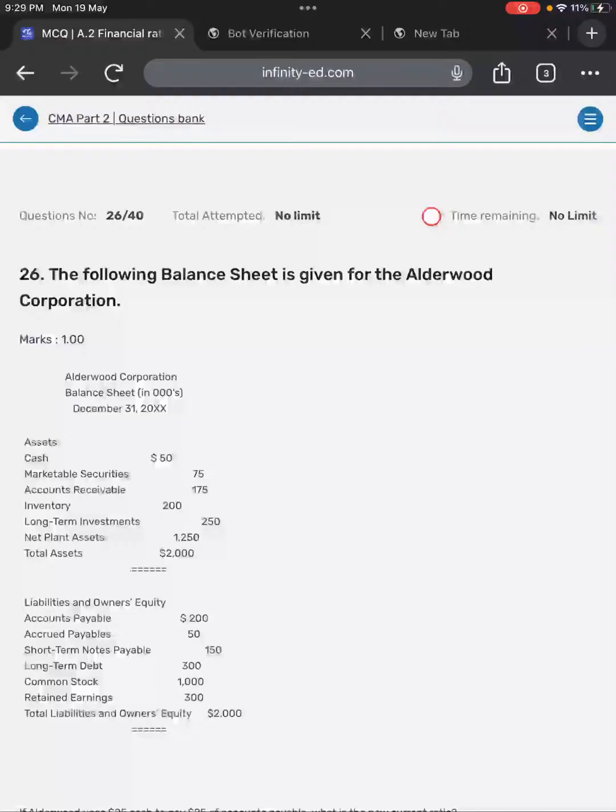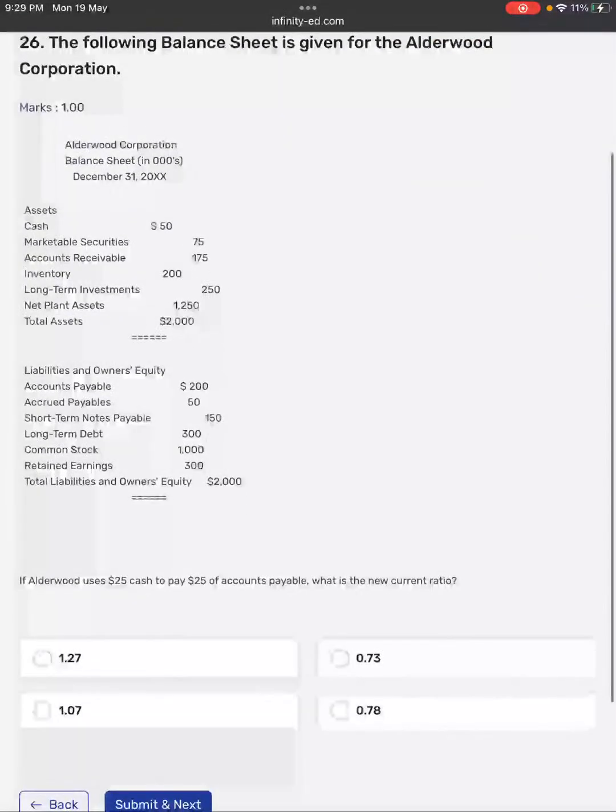Next question number 25. Cash given, marketable securities given, accounts receivable given, inventory given, long-term investment given, net land given, total assets given, liabilities given, accounts payable given, accrued payable given, short-term notes payable given, long-term debt given, common stock given, retained earnings given, total liabilities given. Okay, and if A uses 25 cash to pay 25 accounts payable, what will be the new current ratio?